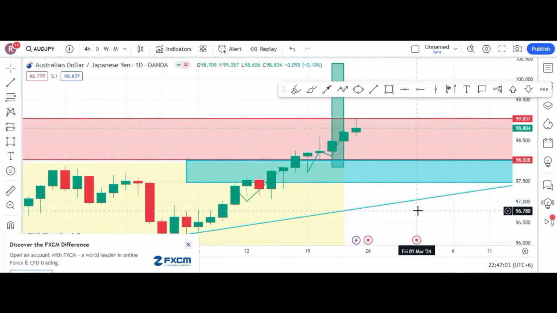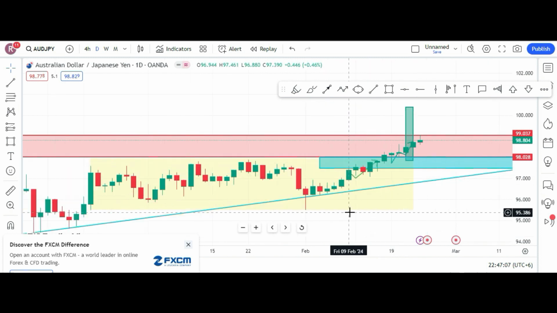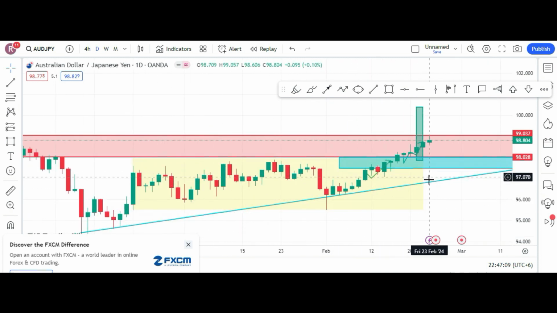And apart from that, I also told you guys that this is a ranging period for a long time. You guys can see it marked in this yellow box, and if it is broken, it will just move to 50% immediately, and this was the 50% line.